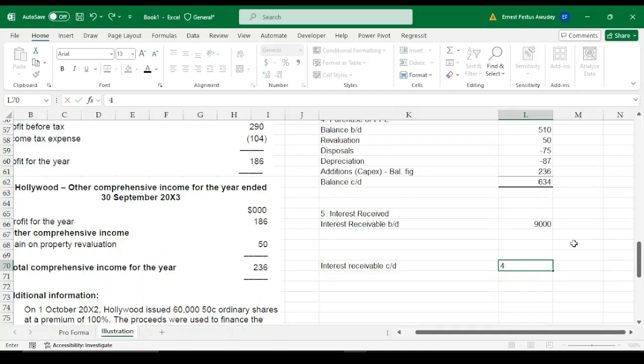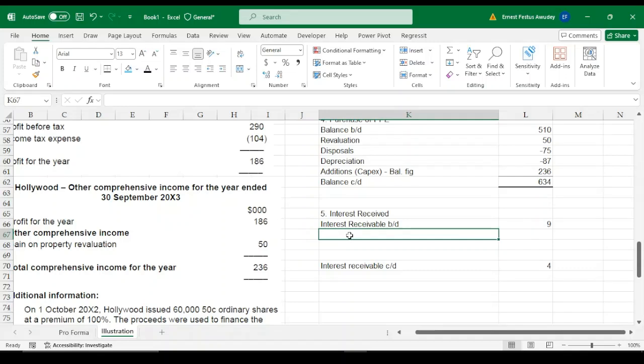Sorry, so this is 4, and this is supposed to be 9. All right, then we have our finance income. Now remember, interest received is the direct opposite of interest paid. Just as we have finance costs relating to interest paid, we have finance income relating to interest received. So what's our finance income?